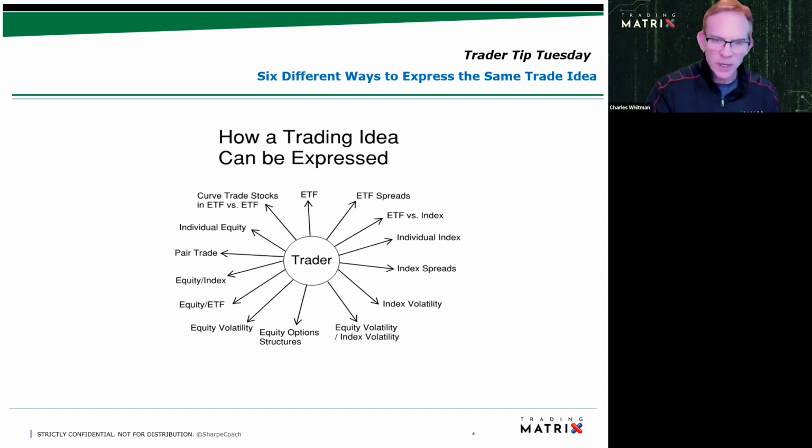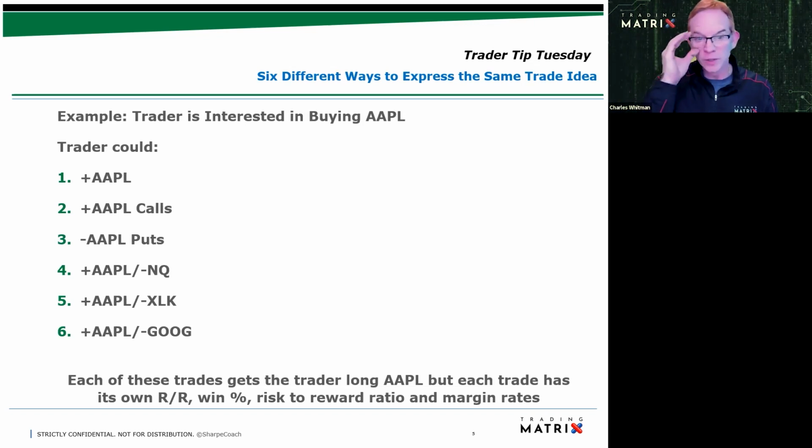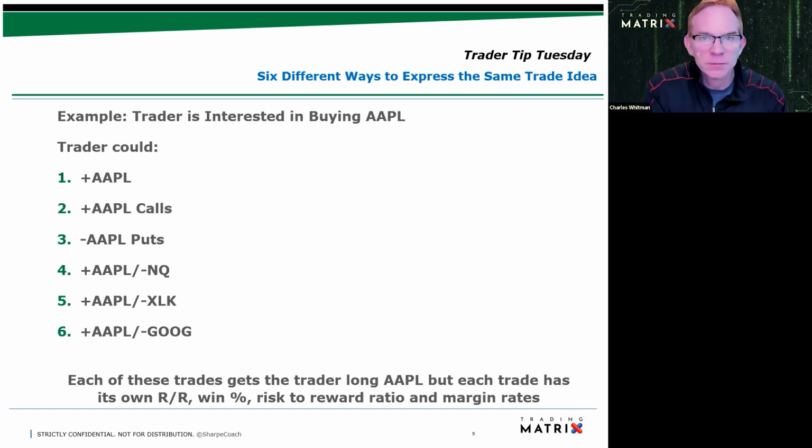So let's look at this more practically. Let's say we have a trader who's interested in buying Apple. Well, that trader could buy Apple. That trader could also buy Apple calls. He could also sell Apple puts. There's a virtually infinite number of combinations and options that we could do in addition to just buying calls or selling puts. He could buy Apple and sell NASDAQ as a spread.